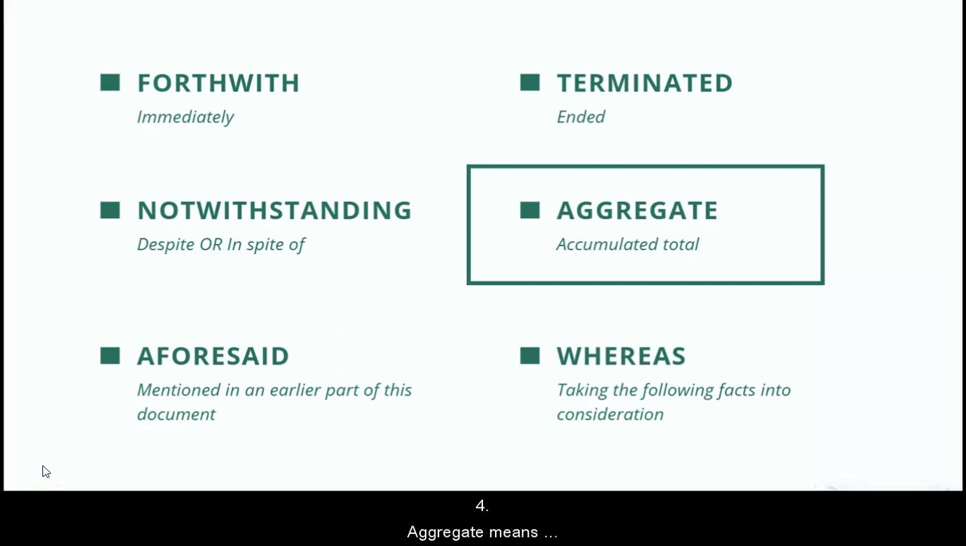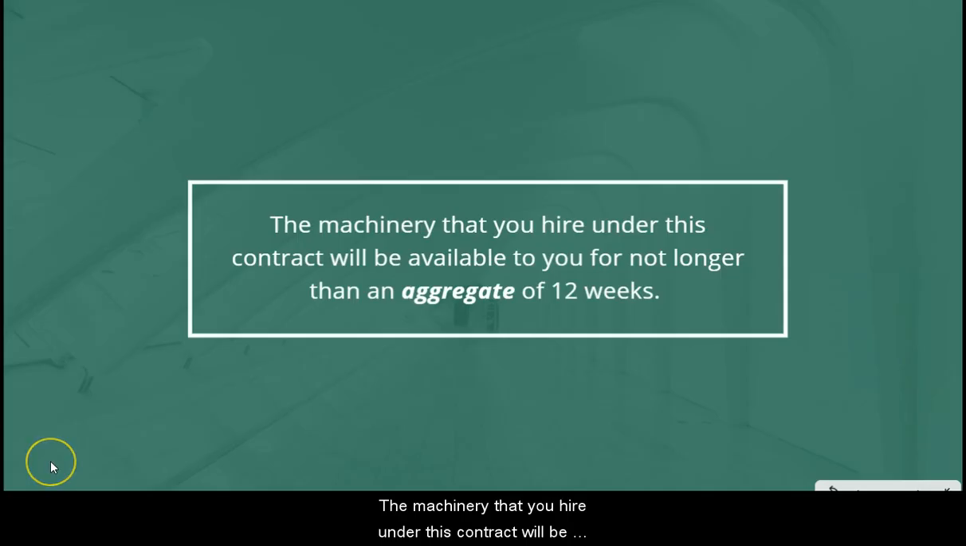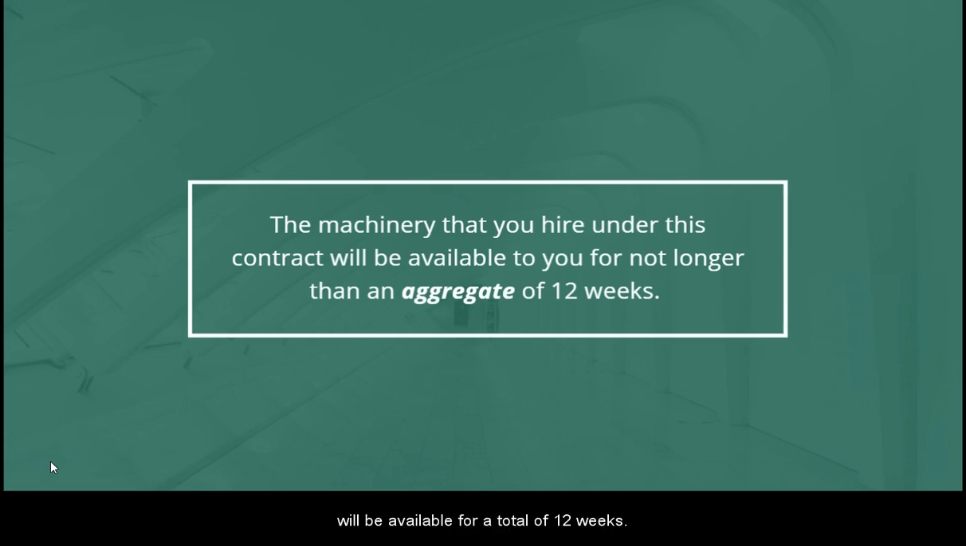Number 4, aggregate. Aggregate means accumulated total. Let's look at an example. The machinery that you hire under this contract will be available to you for not longer than an aggregate of 12 weeks. This means that the machinery will be available for a total of 12 weeks.